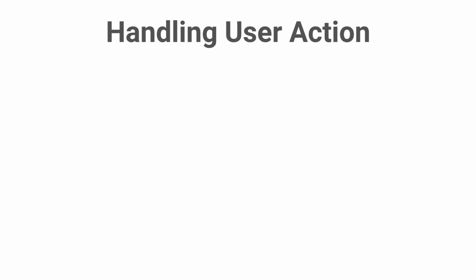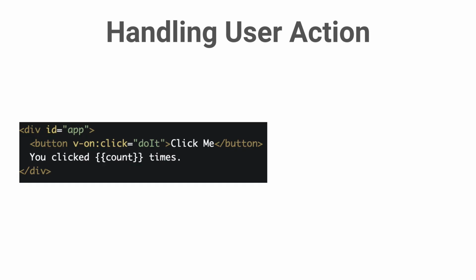To let users interact with your app, you can use the v-on directive to attach event listeners that invoke methods on our Vue instances. If a user clicks a button, you can do something in response. Let's look at an example. In my HTML code, I have a button with the v-on directive. I am using the click modifier to signal that the method should only be called if the user clicks the button. When the user clicks the button, the method called doIt will be executed.